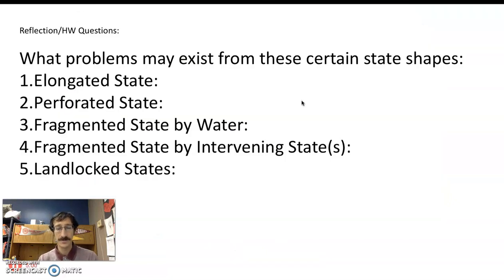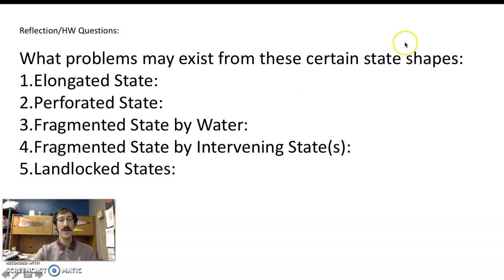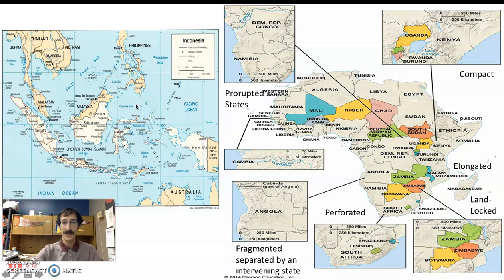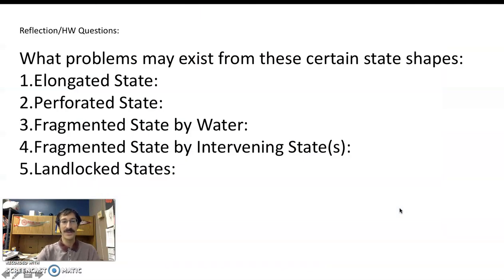All right, so one thing to consider, and this is something to pay attention to, and we're not going to do this here in the video, but look at it from the perspective of what problems may exist when you have an elongated state, or if you are perforated, as we've seen. If you are completely surrounded by other countries, what problems might happen? What happens if your country is fragmented by water, or by intervening states, or if you're landlocked? Or sorry, not if you are perforated. If you are surrounding another country, what issues might you be having?